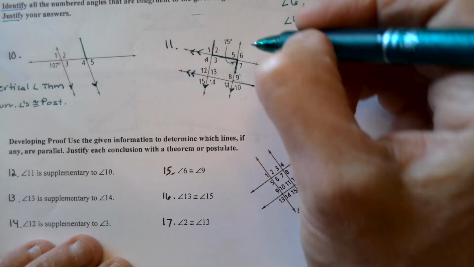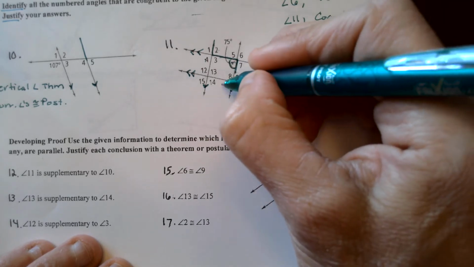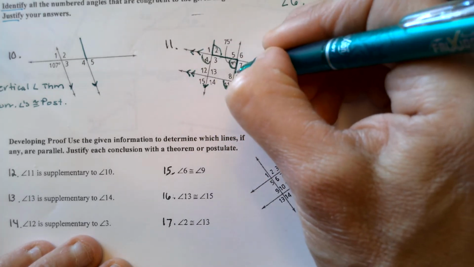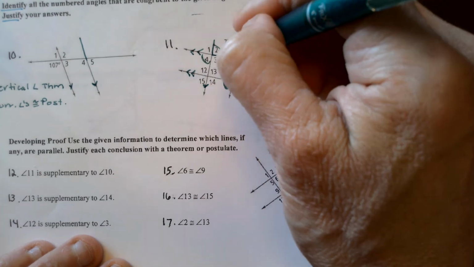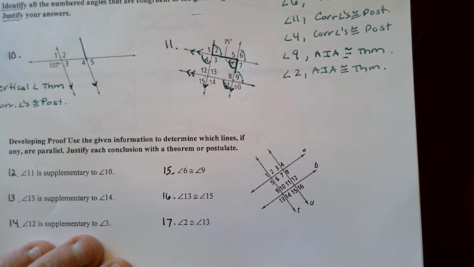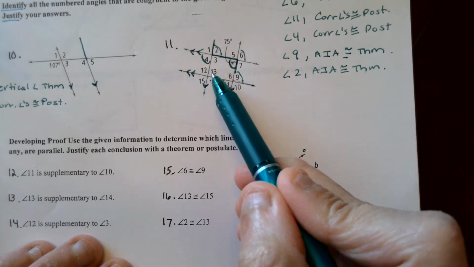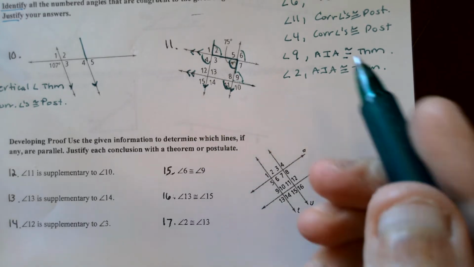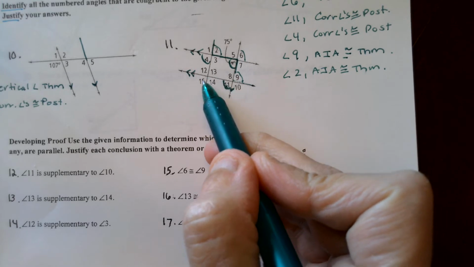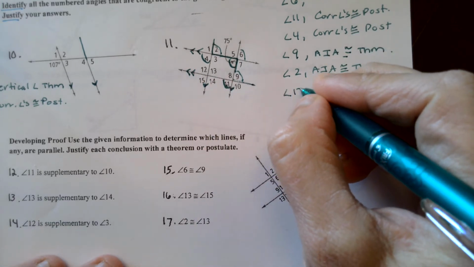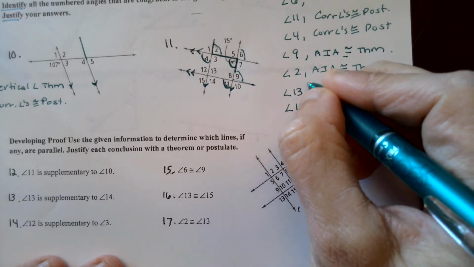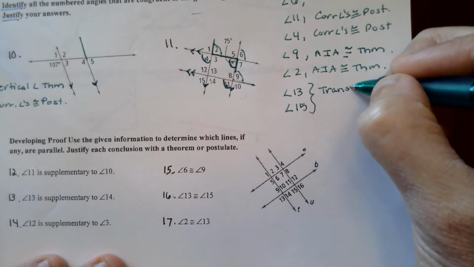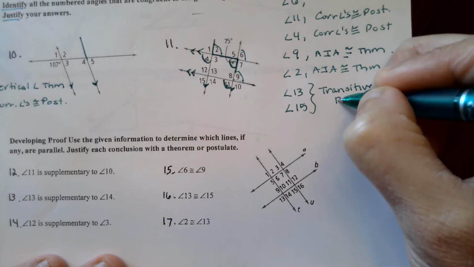So, as you can see, we've got this one, this one, this one, this one, and this one, and this one. But we know these are also congruent, and we can get there by using different transitive properties. So I'm going to add angle 13 and angle 15 here as well by, I'm going to put transitive property.